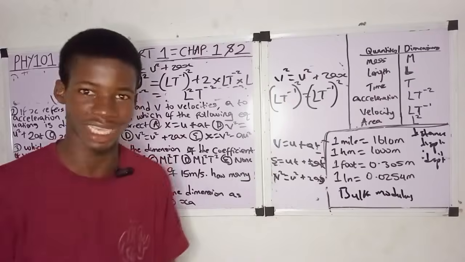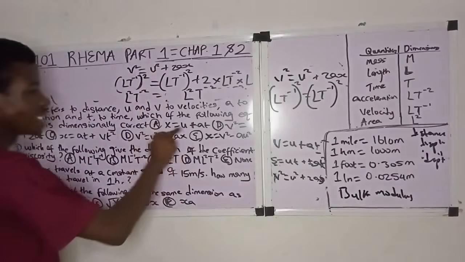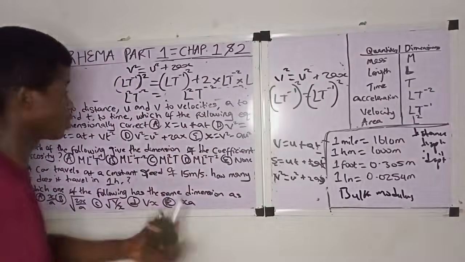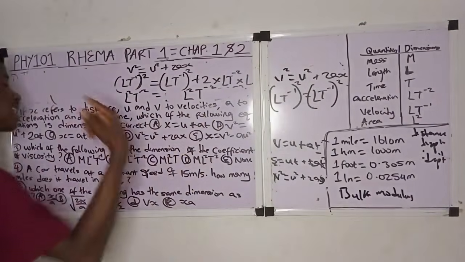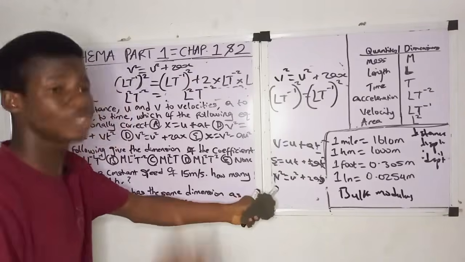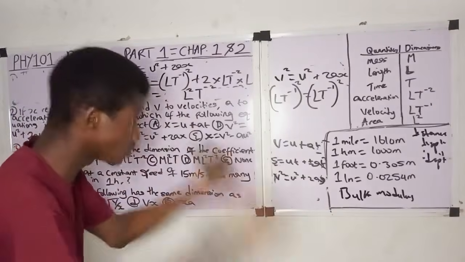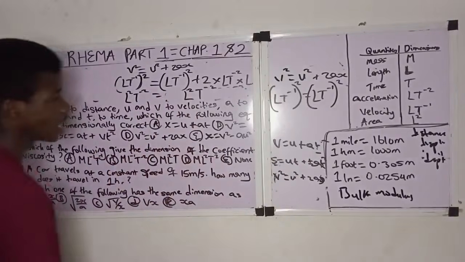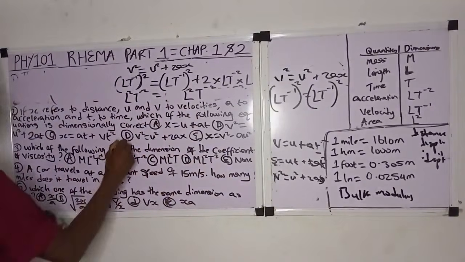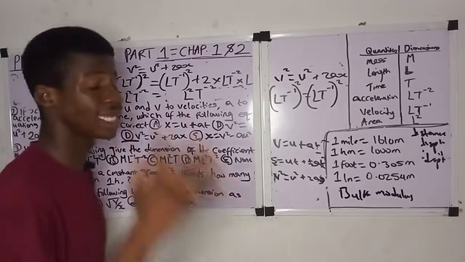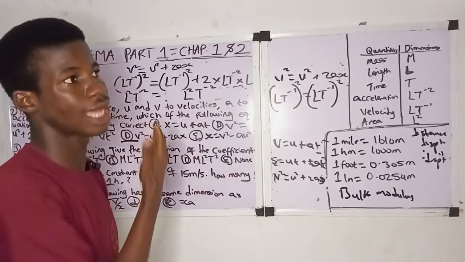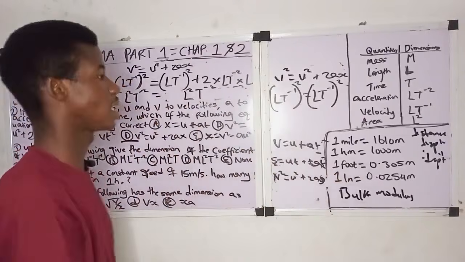So without stressing yourself, you can just go there and look for the right equation of motion, because all of them are coming from equations of motion. So you look for the one that is an equation of motion, which is D. V square equals U square plus 2AS. Yes. So the answer is D. Just take note that an equation is dimensionally correct when the left hand side of that equation has the same dimension as the right hand side.